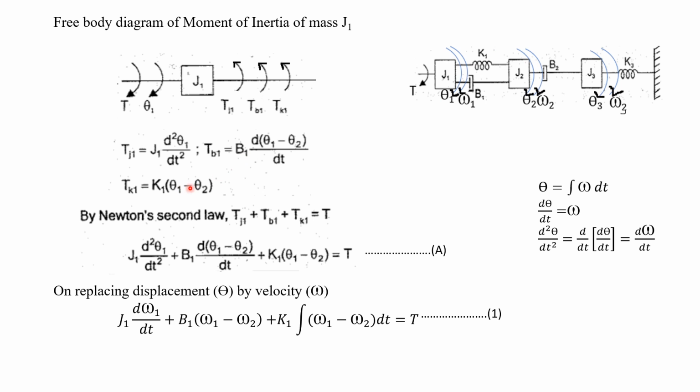Okay, so you have to write the difference in displacement, theta 1 minus theta 2, because we are drawing the free body diagram for moment of inertia of mass J1. So the corresponding displacement should come first.